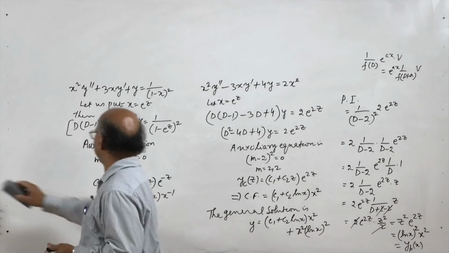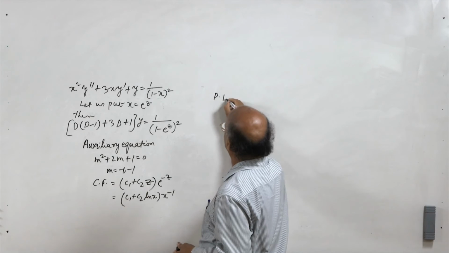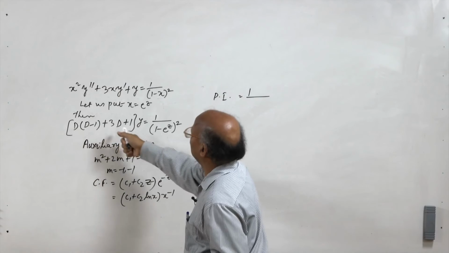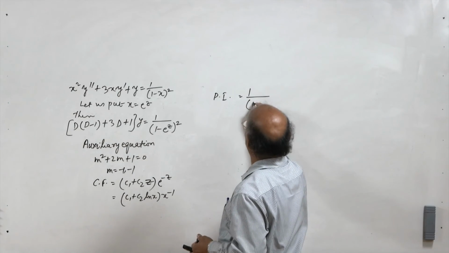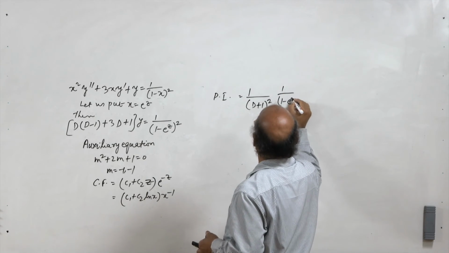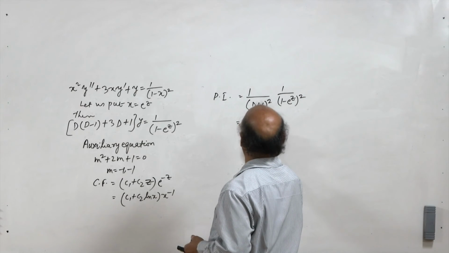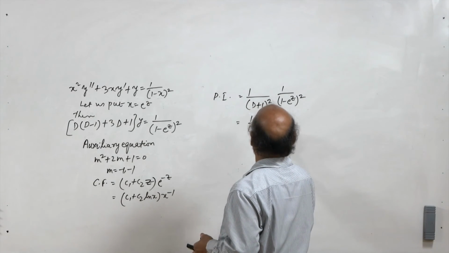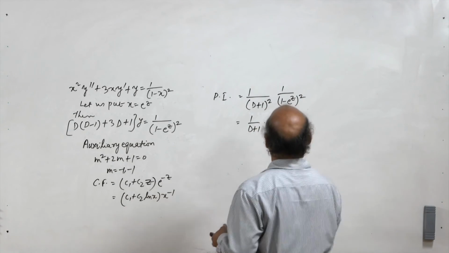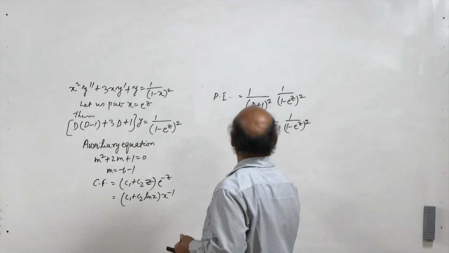And for the particular integral, the particular integral is equal to 1 over D square plus 2D plus 1, so 1 over (D plus 1) whole square operating on 1 over (1 minus e to the power z) whole square. Now this is 1 over D plus 1 into 1 over D plus 1 operating on 1 over (1 minus e to the power z) whole square. So let us first find the effect of 1 over D plus 1 operating on 1 over (1 minus e to the power z) whole square.